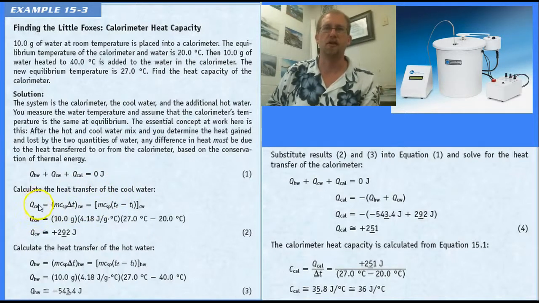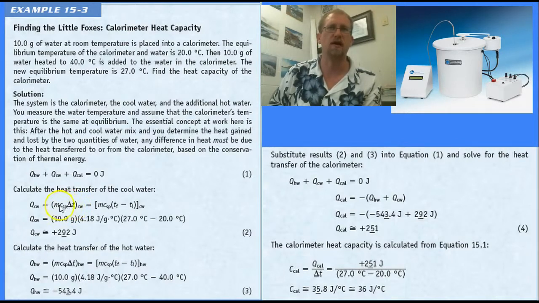Okay, so calculate the heat transferred from the cool water. Here's the thermal energy of the cool water, and this is just a rearrangement of the same equation we've used a couple of times in examples already, where you have the specific heat of a substance, the mass of the substance, and the change in temperature. Okay, so mass, specific heat, change in temperature of the cold water. The cold water went from 20 degrees to 27 degrees. So 27 minus 20 is 7. And then you plug in the value for the specific heat of water and the mass of the water in grams, and you multiply across, and you get a gain in thermal energy of 292 joules.